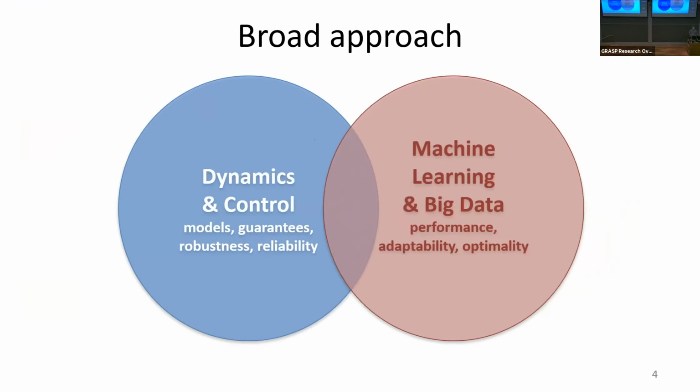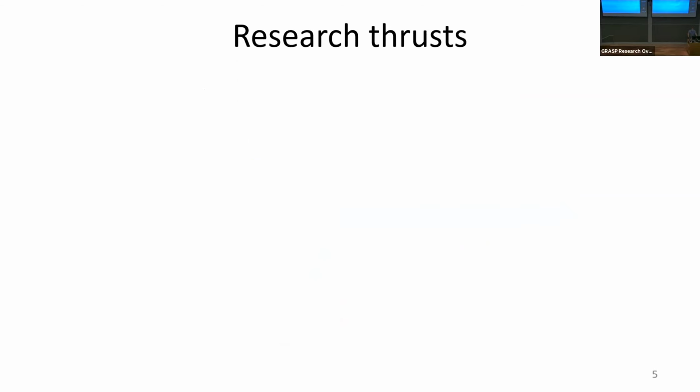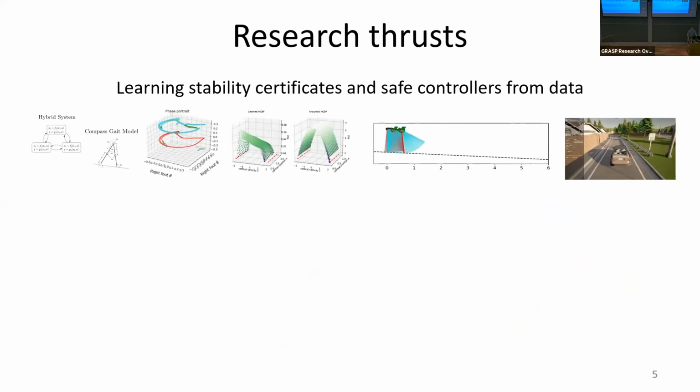So we want to bring them together, and it's really at their intersection that we think all of our nerdy hopes and dreams are going to come true. Broadly speaking, right now we have 3 research thrusts going on in the group. One of these is using data from good behavior. So let's say data from drivers or things like that to learn either certificates of stability or safe controllers. I have some videos here of a compass gate walker and a self-driving car using our learned safe controllers to stay upright or on the road.